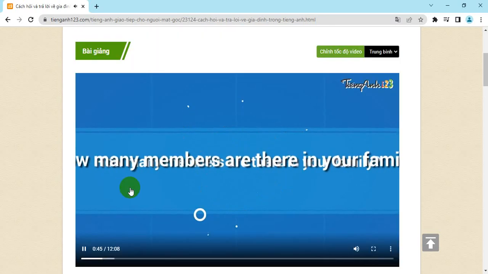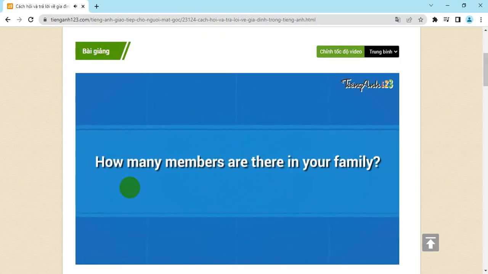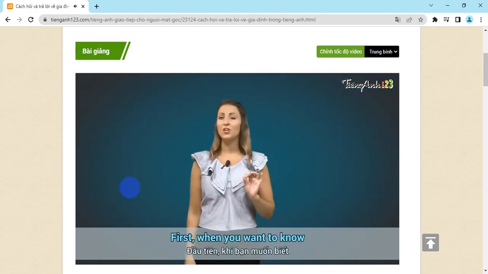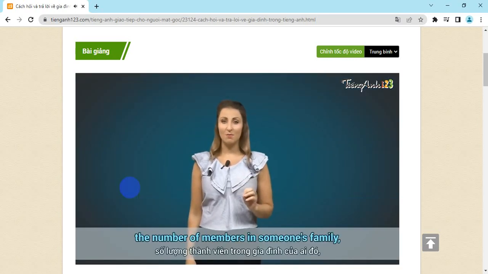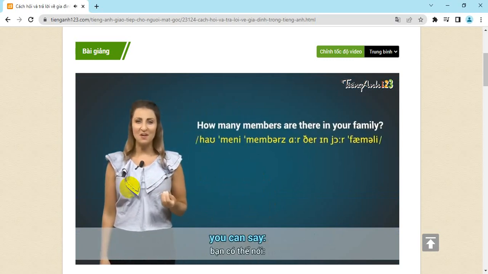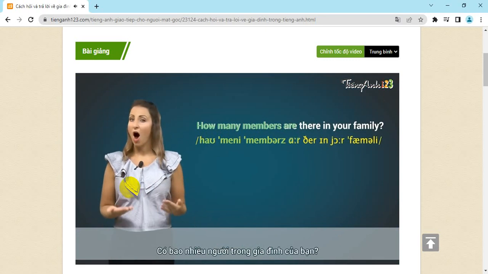How many members are there in your family? First, when you want to know the number of members in someone's family, you can say, how many members are there in your family?